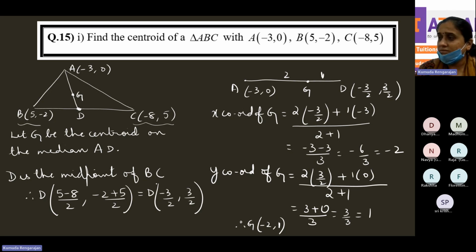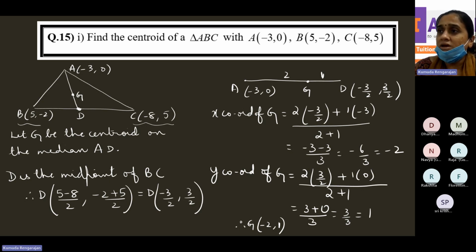So that's one part. Now take up the median AD. I've just shown it horizontally; the horizontal line is the median AD, and G is on AD. I've just filled in the information we have. We know the coordinates of A, we found the coordinates of D, and the ratio is 2:1. Now we'll find the coordinates of G using the section formula.